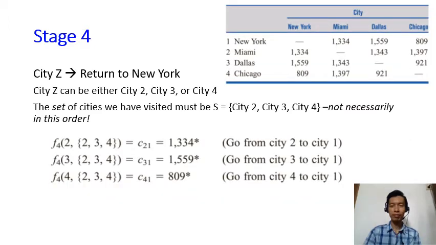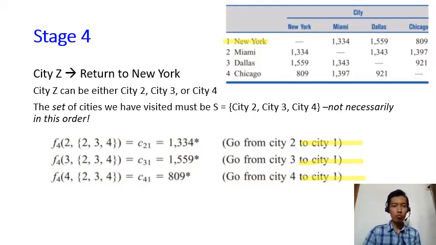So let us put some numbers. We say that at stage 4, the only possibility is to return to New York. So you see here, all of this says to City 1, because City 1 is New York City, and wherever we are at the beginning of stage 4, the only possible decision is going back to City 1.